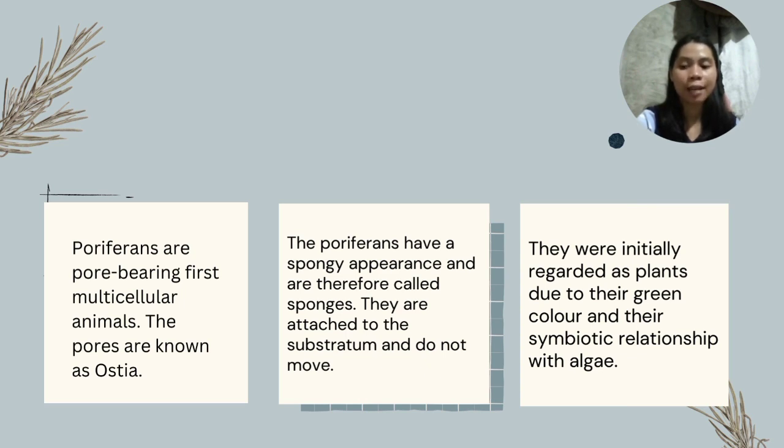Ostia are a series of tiny pores all over the body of a sponge that let water into the sponge. One of these is called an ostium. The poriferans have a spongy appearance and are therefore called sponges. They are attached to the substratum and do not move. They were initially regarded as plants due to their green color and their symbiotic relationship with algae.